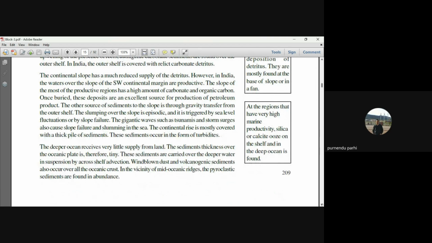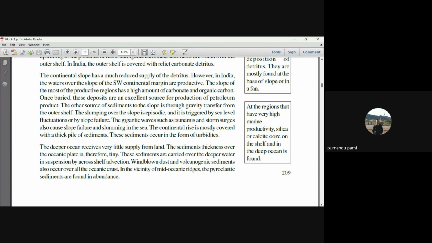The continental slope has a much reduced supply of detritus. The slope of most of the productive regions has a high amount of carbonate and organic carbon. Once buried, these deposits are an excellent source of production of petroleum products. The other source of sediments to the slope is through gravity transfer from the outer shelf.